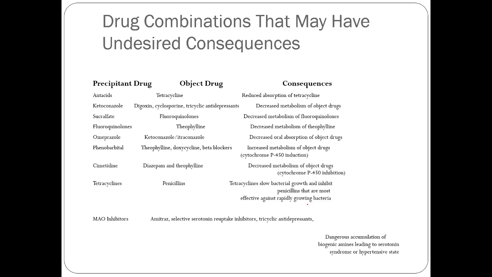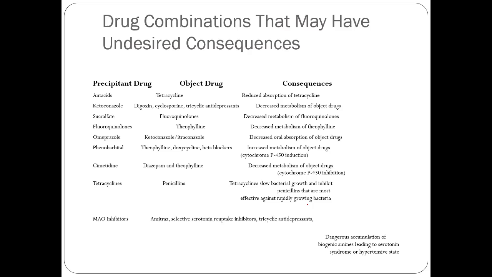Here are some really common drug combinations that have undesired consequences: antacids with tetracycline or calcium with tetracycline. We get reduced absorption of tetracycline. Most antacids have calcium in them. Ketoconazole with digoxin, cyclosporine, or tricyclic antidepressants decrease the metabolism of the object drugs. Sucralfate with anything really, but primarily with fluoroquinolones, will decrease the absorption of fluoroquinolones. Fluoroquinolones with theophylline will decrease the metabolism of theophylline.